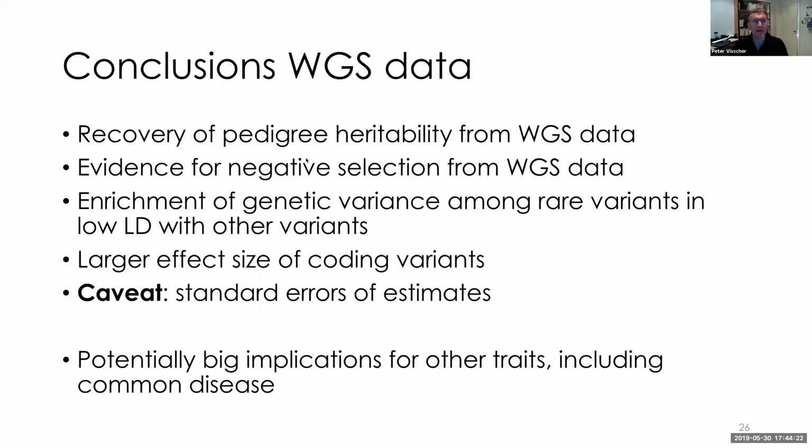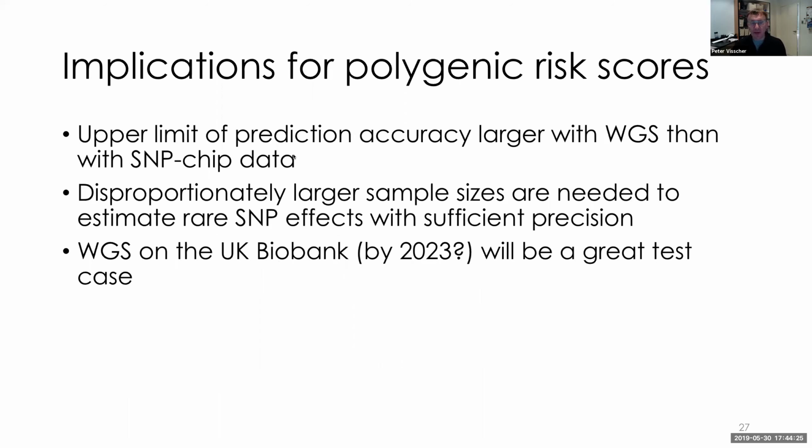And the first one is that, obviously, it leads to the question: what experimental design do we need to detect those variants, if we want to detect them individually? But it also has implications, for example, for polygenic risk scores, because we know that the upper limit of the accuracy we could ever get from a polygenic risk score would be larger in principle with whole genome sequence data than with SNP array data.